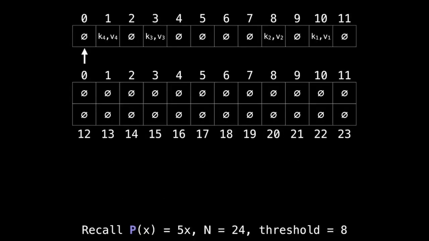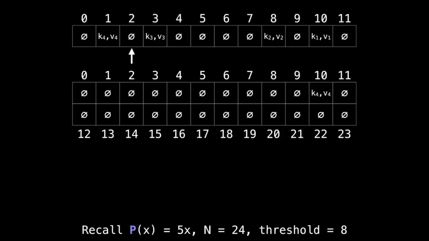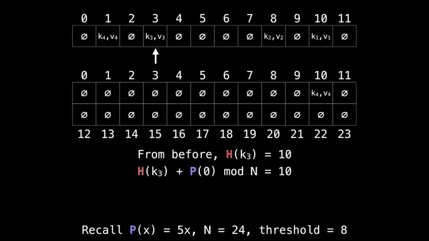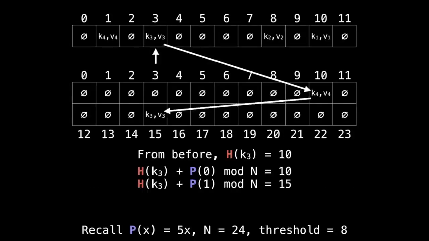Alright, so if we scan across all these elements, we start at 0, nothing there, move along. So from before, we knew that hash value for k4 was 10, so inside the new table, it's going to go at position 10. Alright, scan along, nothing here. From before, we know that k3 was 10, so it should go in position 10 in this new table, but we have a hash collision, so we have to keep probing. So if we add our probing function at 1, which is 5x, then we get 10 plus 5, which is 15. So we're going to insert it at position 15 in the new table.